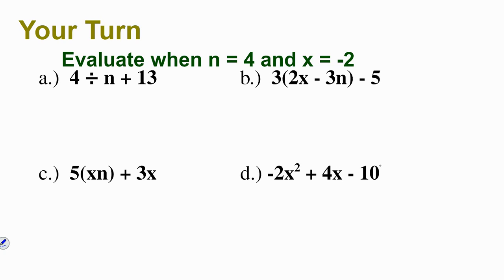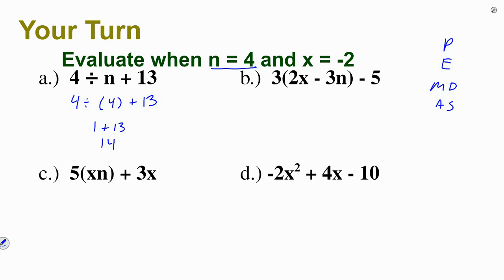So here's what I mean. Here I've got 4 divided by n plus 13, and I know that n represents 4. So I'm going to replace the n with a 4. So I do 4 divided by parentheses 4. Wherever you replace the variable, you're going to put parentheses, and it's going to become important on the next example. Then we just follow our order of operations. Let's write that out again. So I don't have parentheses or exponents, so I'm going to go straight to dividing. 4 divided by 4 is 1, plus 13 is 14.